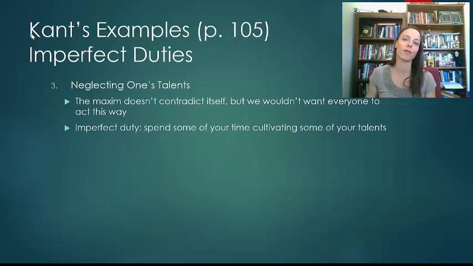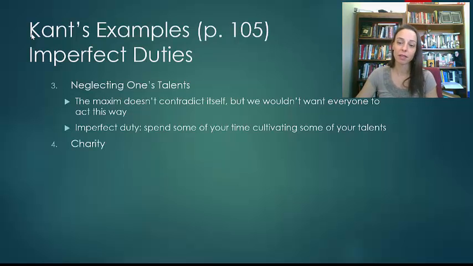We would prefer to have a world where people did cultivate their talents. That would be a better world for us to live in. So if that's the case, then we have an imperfect duty to spend some of our time cultivating some of our talents. Because it's an imperfect duty, it means that we don't have to cultivate every single talent that we think we might have to the fullest extent possible. We get to choose which talents we want to cultivate, and we get to choose the extent to which we want to do that. But we have a duty to cultivate some of our talents some of the time. We probably shouldn't completely neglect them and just be lazy because we don't feel like it.